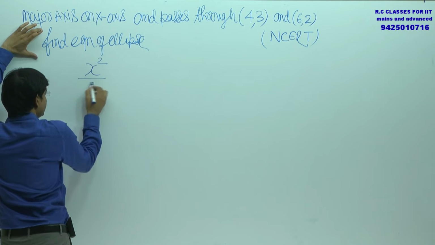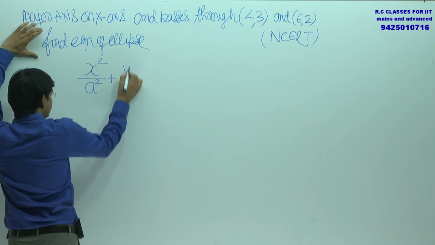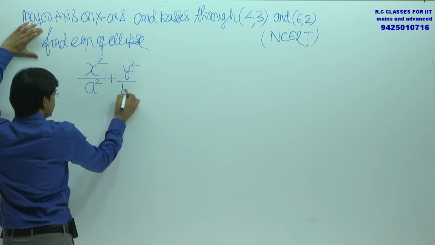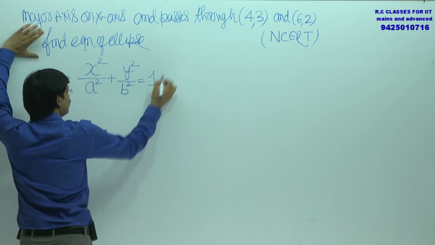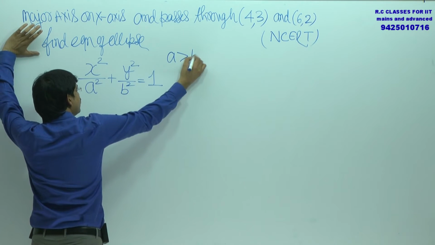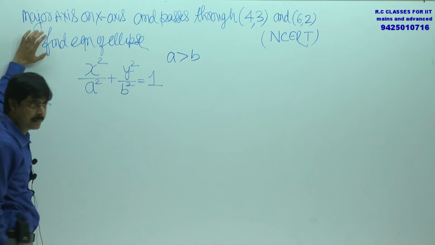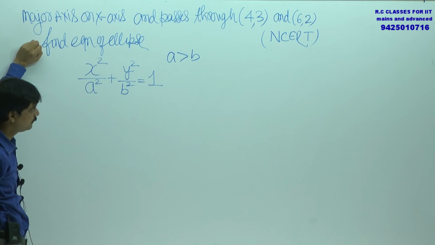Standard equation की बात कर रहा है, x square by a square plus y square by b square equals 1, with clearly a greater than b, that we are aware of. ठीक है, इसमें कुछ खास बात नहीं. That ellipse is passing through the points (4, 3) and (6, 2), ये 2 points given हैं, कैसे use करोगे इसका?